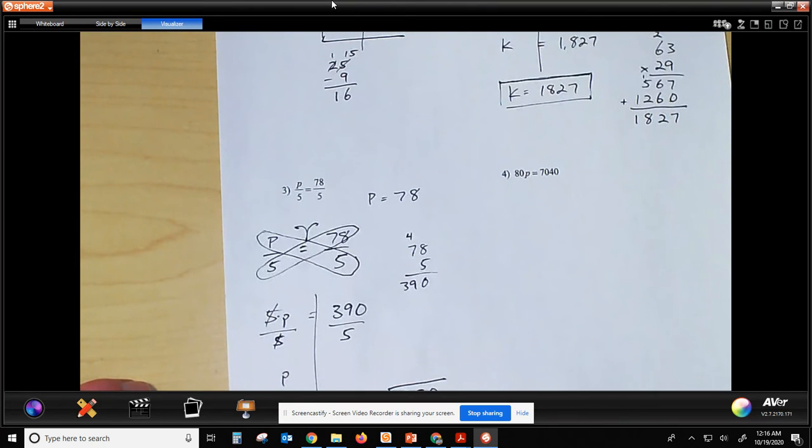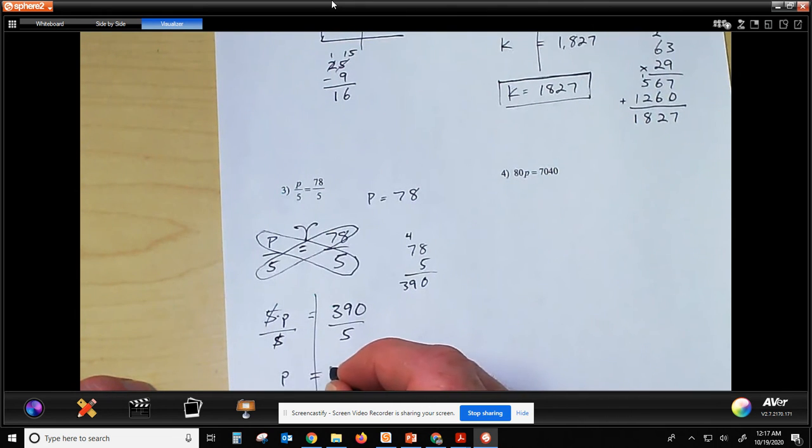Does 5 go into 3? No. Does 5 go into 39? Yes. 7 times. 5 times 7 is 35. Subtract those two. 5 from 9 is 4. 3 from 3 is 0. Bring down this 0. Does 5 go into 40? Yes. 8 times. P is equal to 78. Oopsie. 78.